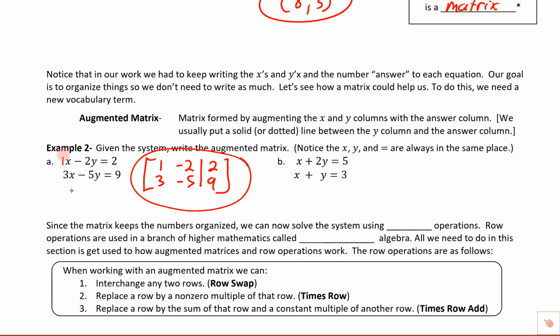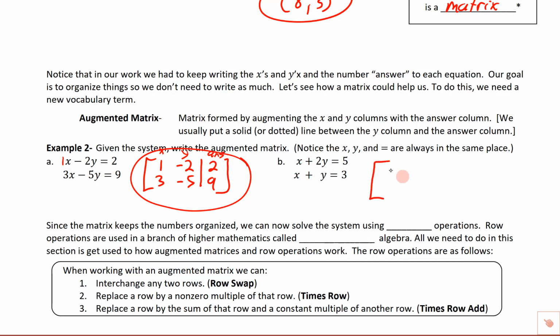We've got to have the x's in the same place, the y's in the same place, the equal sign in the same place, and then the number answers on the other side. So as long as that's the case, we can just write down the augmented matrix, and this is going to be the x column, this is going to be the y column, and then this is going to be the answer column. So let's write down an augmented matrix for this one right here.